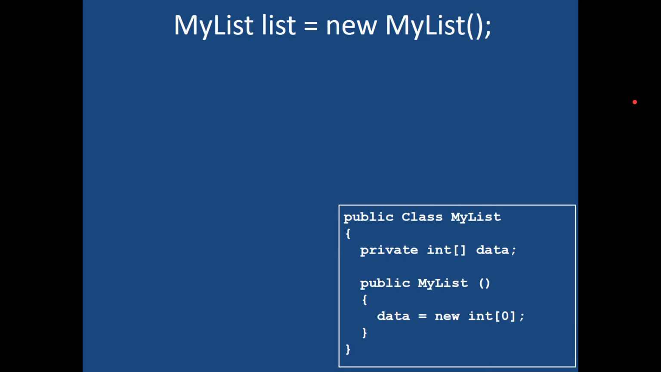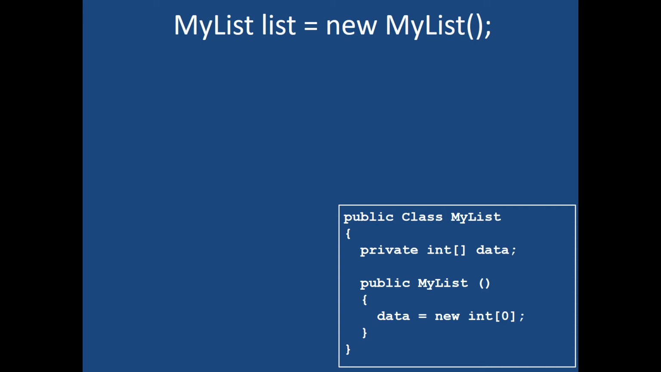Down in the lower right are the relevant portions of the MyList class. So you can see this is version 1. I have that data array, and then I have the constructor, which creates an empty MyList. And to do so, it sets data to be an empty array, as we just discussed. And I'm going to animate for you.